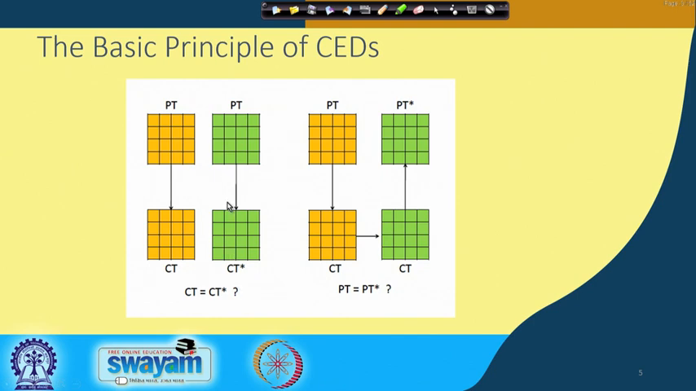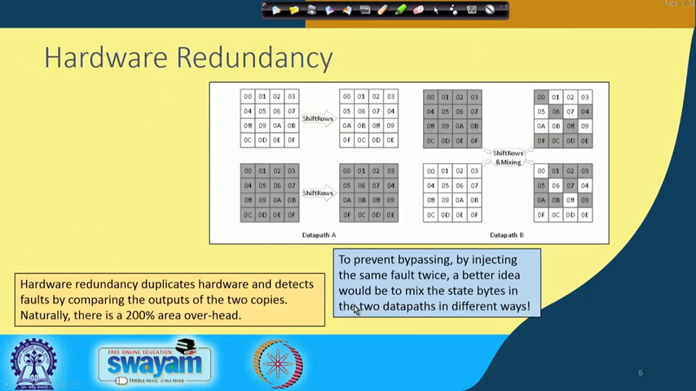Likewise, we can do redundancy not only with respect to encryption, but also with respect to the opposite operation. We take a plaintext, apply encryption to get a ciphertext, then take the same ciphertext and apply decryption, and then check whether the same plaintext has been obtained back. So you can apply different forms of redundancy, and we will see that there are a huge number of possibilities. I will try to talk about some of the important ones in today's class.